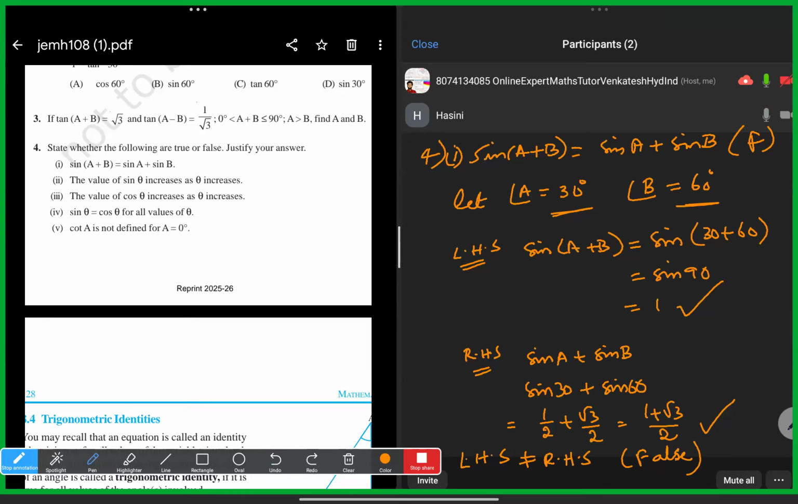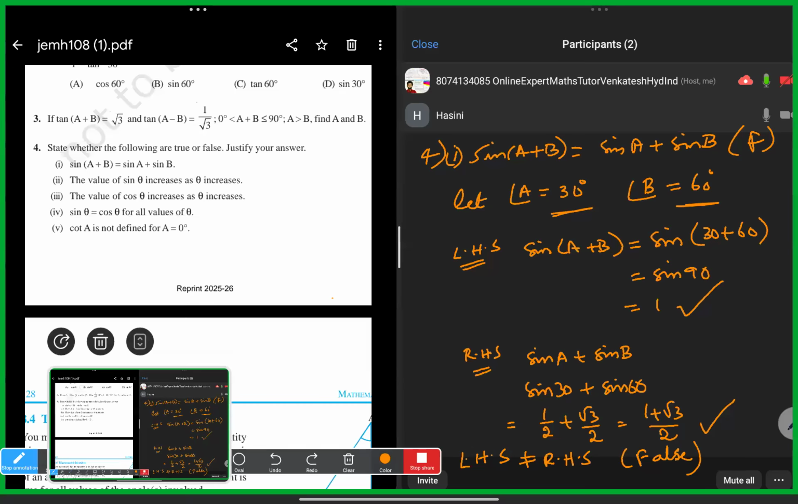You can take both 30 and 30 also, not a problem. 30 plus 30 is 60, sin 60 we have. Both 45 also, not a problem. 45 plus 45, sin 90 we have it. Okay, Hasni? Shall I delete it? Yes, Hasni. Shall I delete it, Hasni?